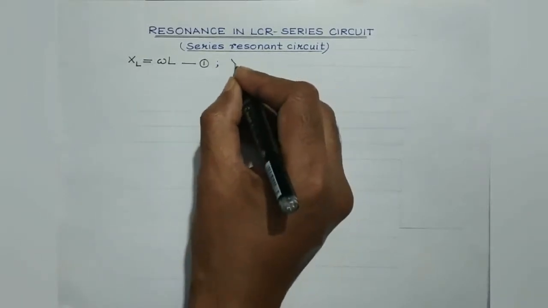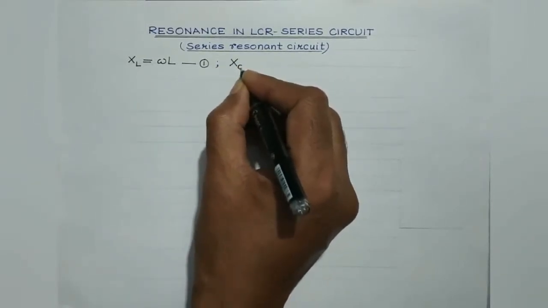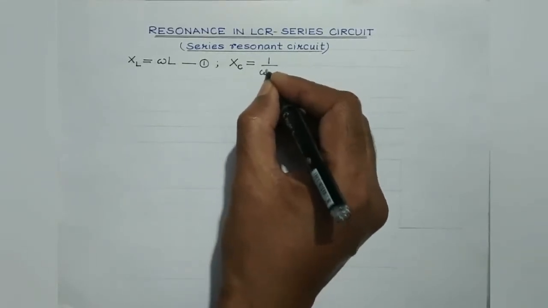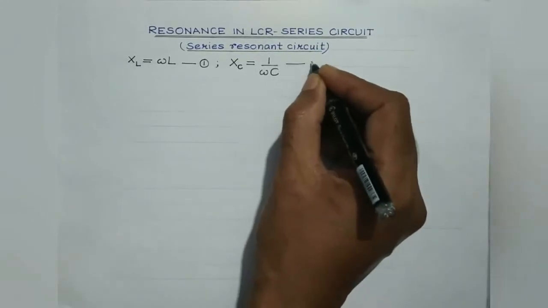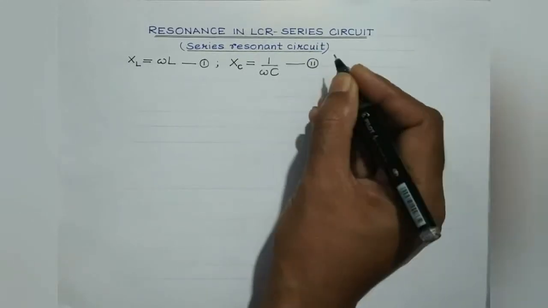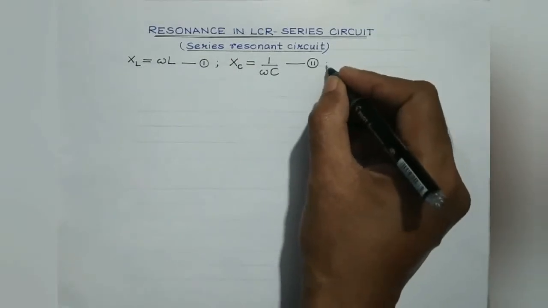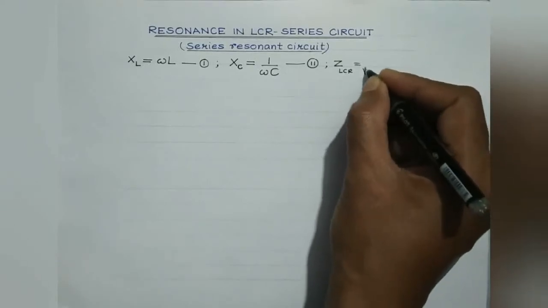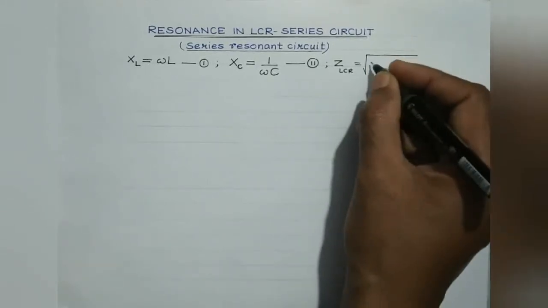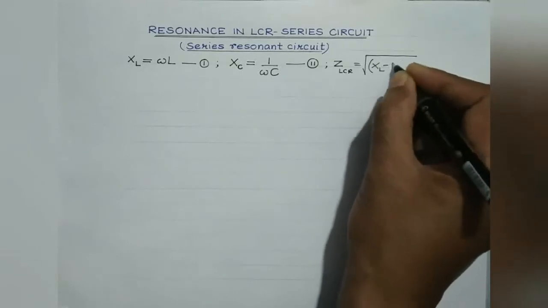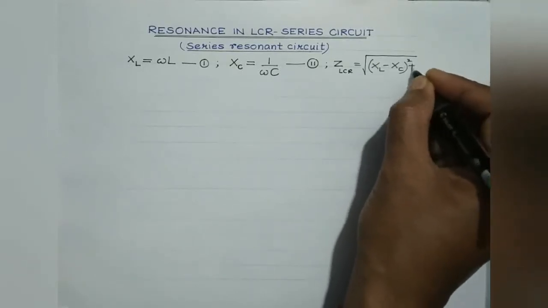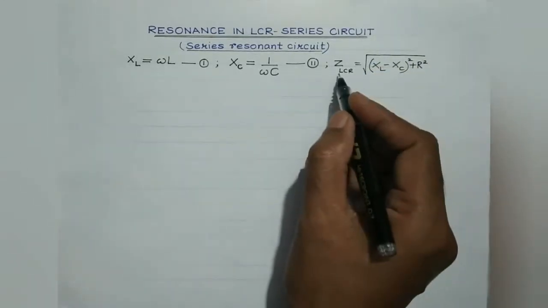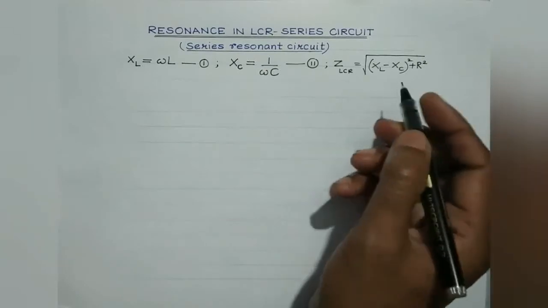Then we are aware the effective resistance or opposition offered by the capacitor, that is known as capacitive reactance. It is given by 1 by omega C. Put this as equation number 2. And students, the impedance offered by the LCR circuit is given by square root of (XL minus XC) square plus R square. It is the net effective opposition offered by the inductor, capacitor and the resistor to the flow of current.